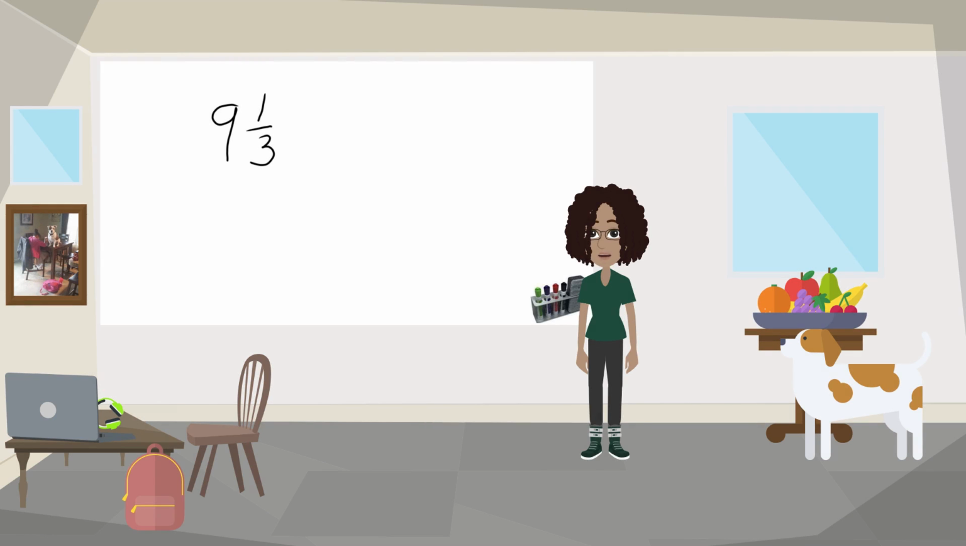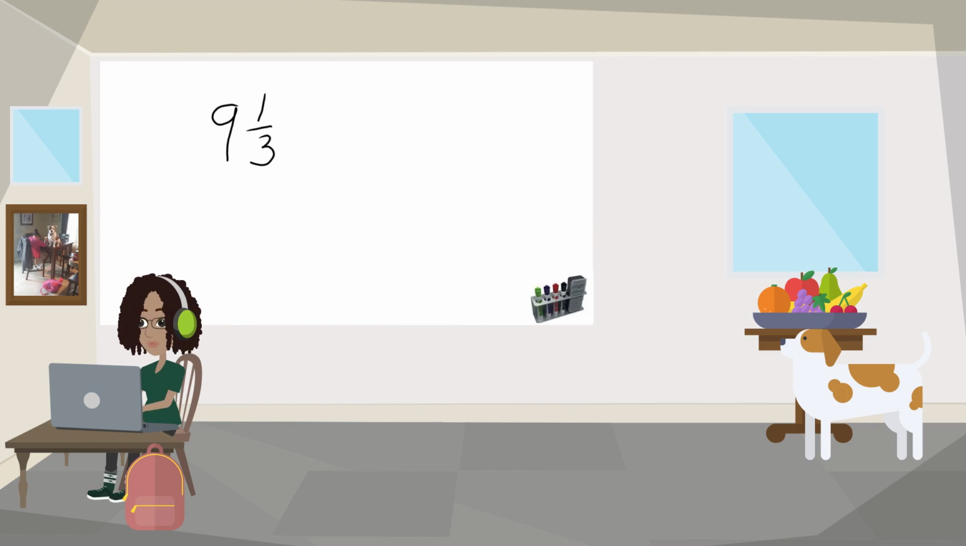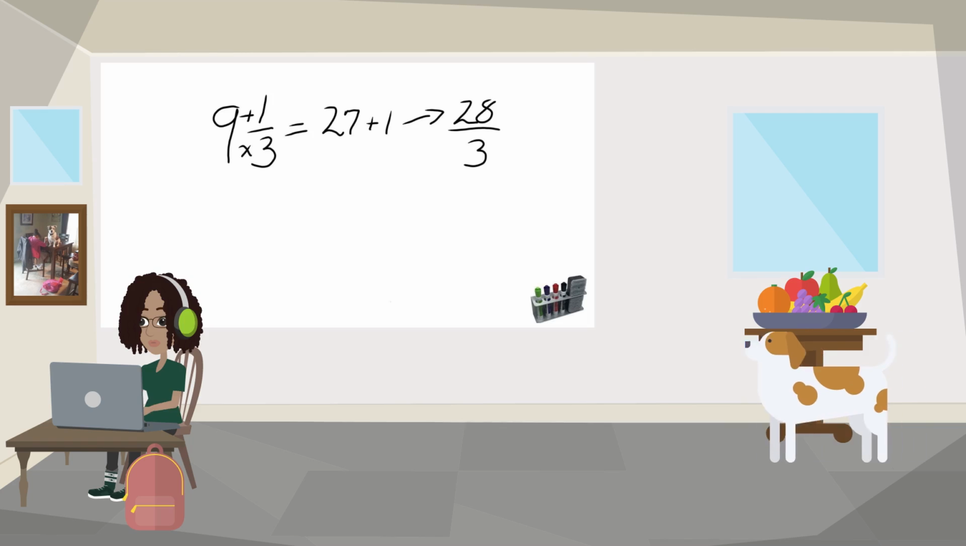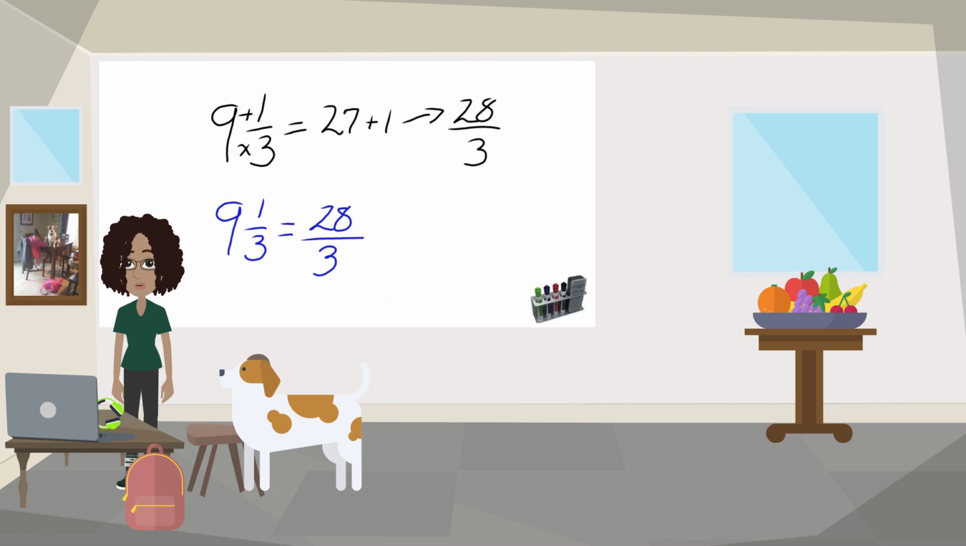Let's convert 9 1/3 to an improper fraction. You know what to do. Pause this video if you need more time to convert 9 1/3 to an improper fraction. Nine 1/3 is equal to 28/3.